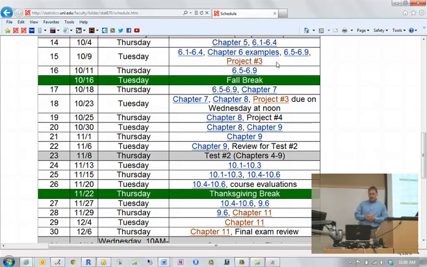Looking farther ahead, notice test number 2 there. I anticipate that probably will be moved back to sometime the week of November 13th, but it won't be any later than November 20th. We'll just see how fast we get through some of the material for where that test will fall. Okay, so are there any questions before we talk about test number 1? Okay, let's talk about test number 1.